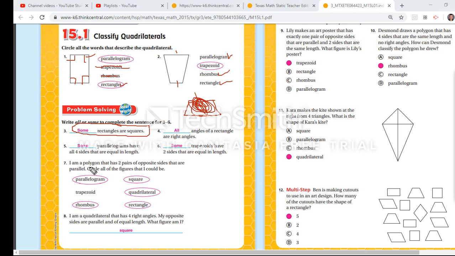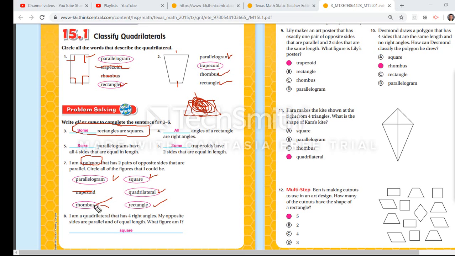The next one's "I'm a polygon." Okay, so you have to know the characteristics of a polygon that has two pairs of opposite sides that are parallel. Now I already know my trapezoid does not have two pairs of opposite sides that are parallel. It only has one. So I can scratch that out, and then the rest all fall under that condition. Two pairs of opposite sides that are parallel, and it's a polygon. It has four sides. Okay, and you know your definitions for each one.